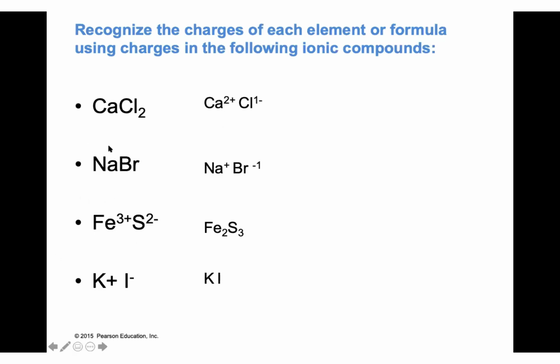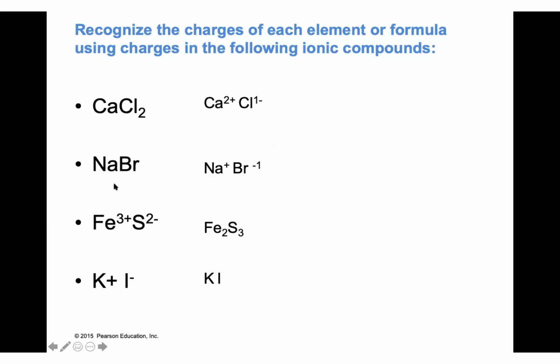Sodium is from group 1A, so the charge is 1 plus. Or we can say the subscript of bromine is 1, so the charge of sodium is 1 plus, and the subscript of sodium is 1, so the charge of bromine will be 1 minus, or -1. And also we know that bromine is from group 7A, which has a -1.